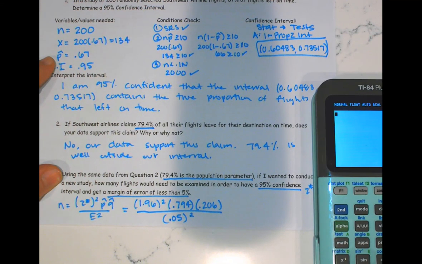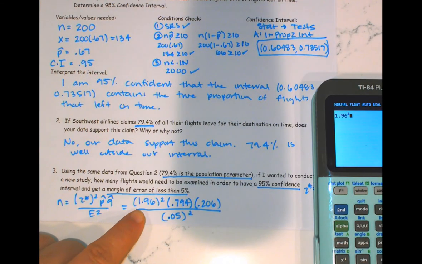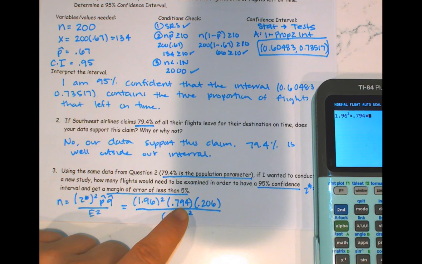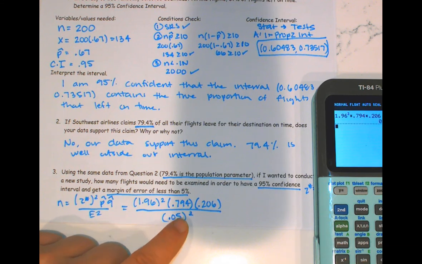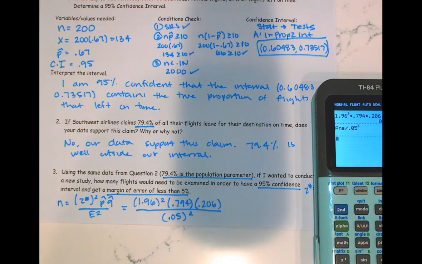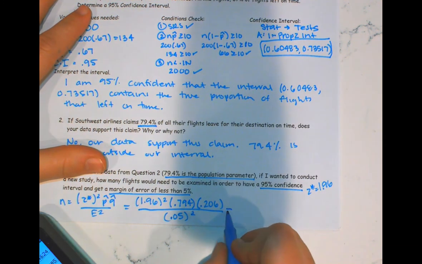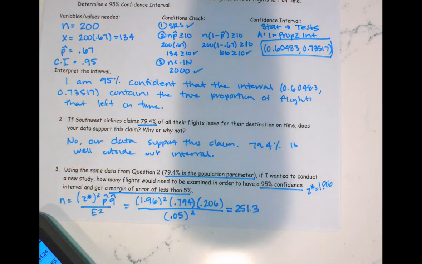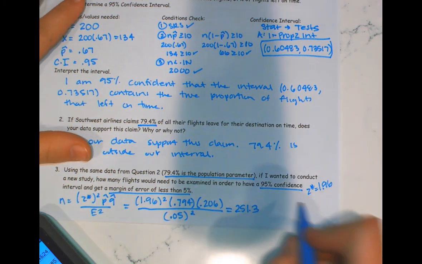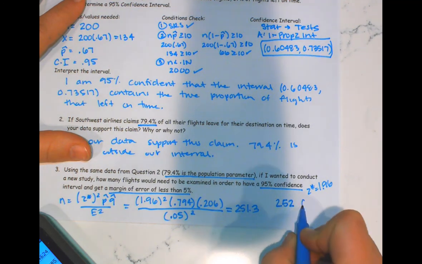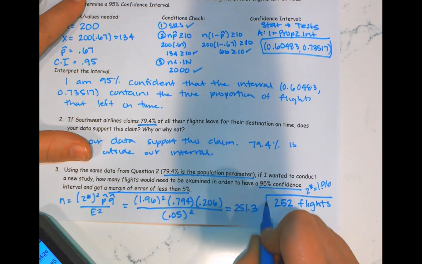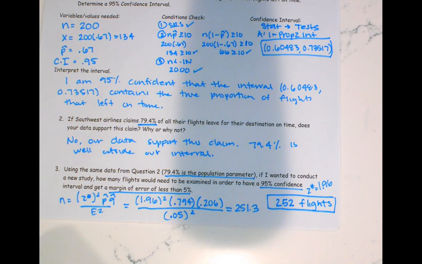that I'm looking for. So 1.96 squared times 0.794 times 0.206 divided by 0.05 squared. So we get 251.3. Remember, we always have to round up here. I can't look at 0.3 of a flight. So in order to have enough data, I have to have more than 251.3. So I'd have to have 251 flights in my sample to confirm that my population is 79.4, if 79.4 is the correct population parameter.